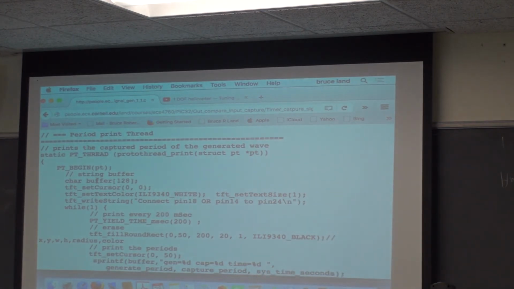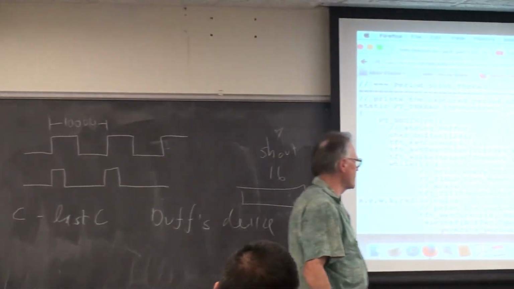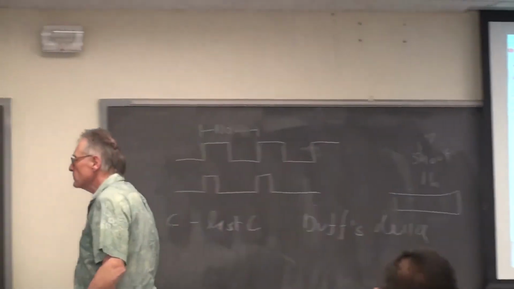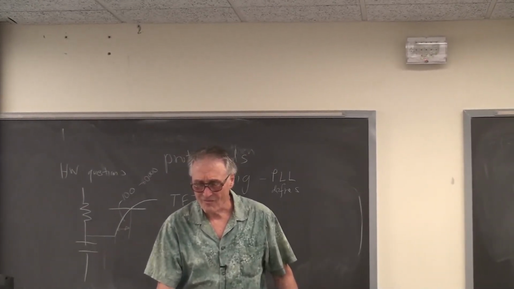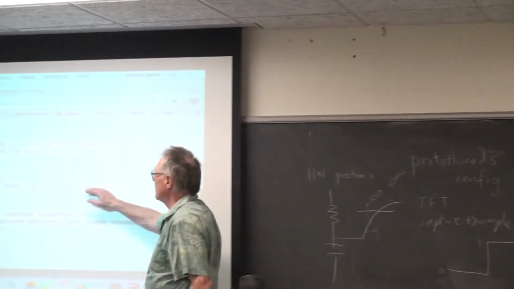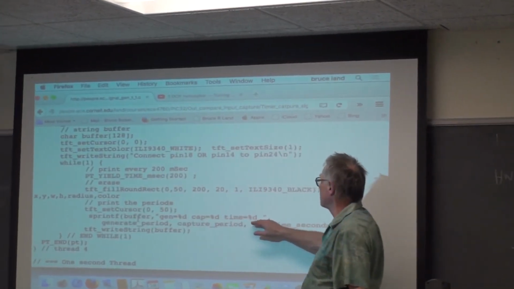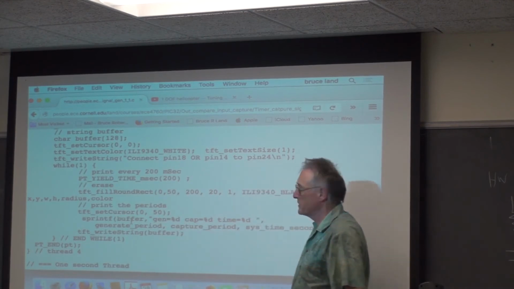Then we're going to do a fill round rect, which is the easiest way I've found to erase text. So we're going to just do a fill rect with black. That erases the last text I drew. The syntax is x, y, width, height, and radius of curvature of the corners of the rounded rectangle. Then we're going to set the cursor to 0,50 and generate a string using sprintf to convert numbers into a string, and then write the string to the TFT.